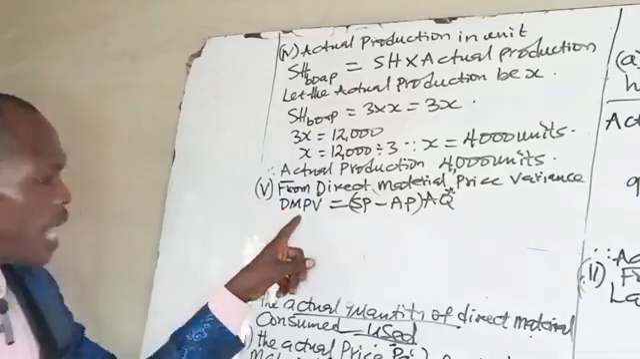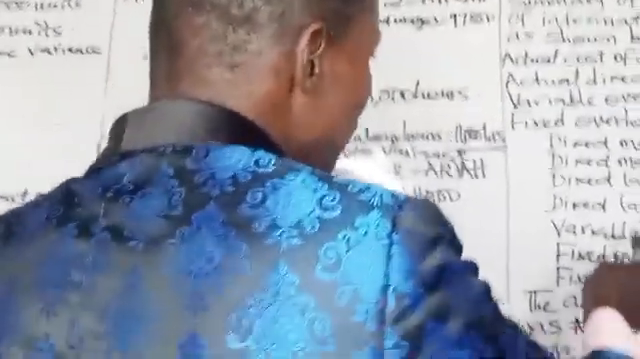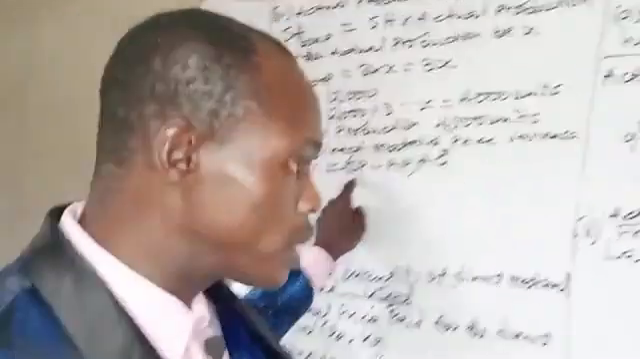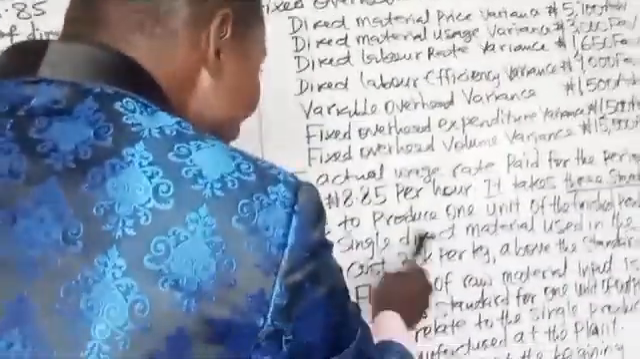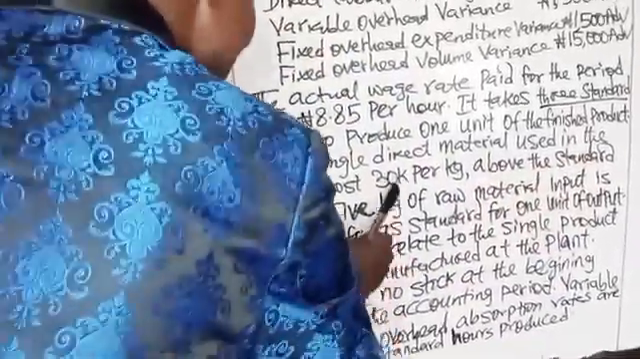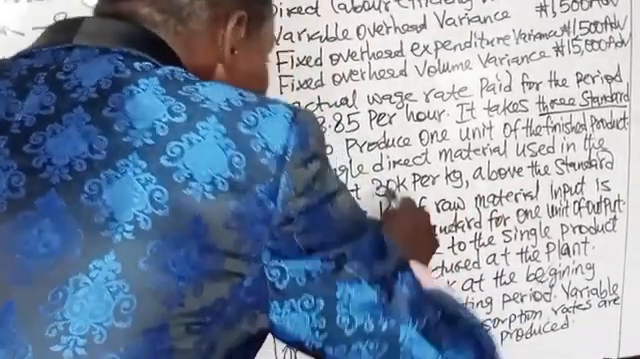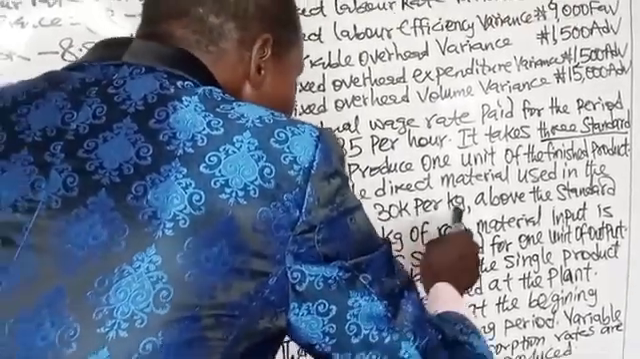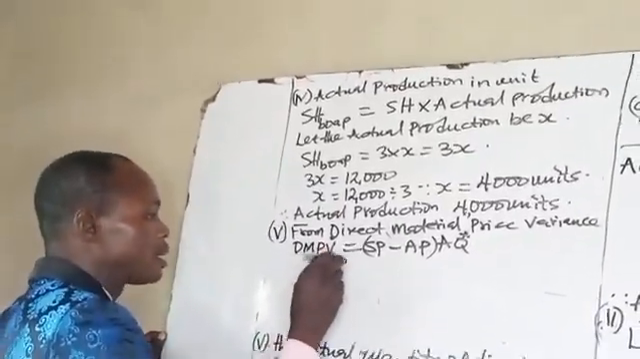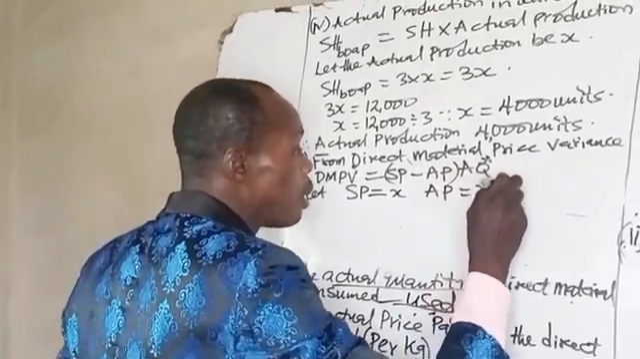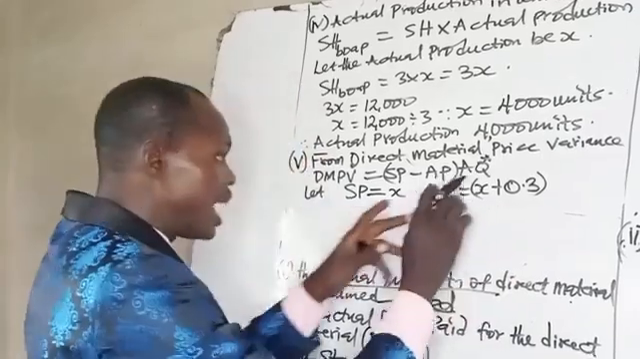Then we are given direct material price variance, 5,700 adverse. This is given. Then standard price. Are we given the standard price for direct material? Let's go back to the question. You were told the single direct material used in the production in the period cost 30 kobo per kg above the standard. That means the actual price is 30 kobo greater than the standard price. So if we let the standard price be X, then actual price will be X plus 30 kobo, which is 0.3. This is the actual price.